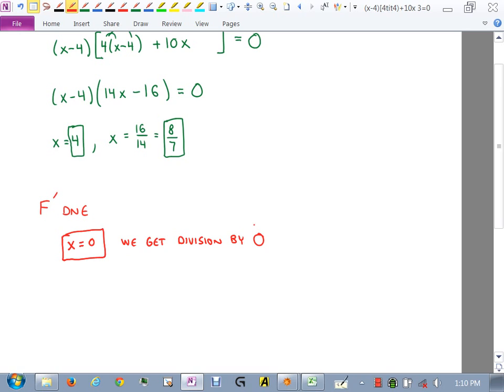And remember, the definition of a critical number is a number that makes the derivative equal 0, which is these two, or a number that makes the derivative not exist, which is x is 0. So we have 3 critical numbers, and we're done. Is that clear? Okay, 33.